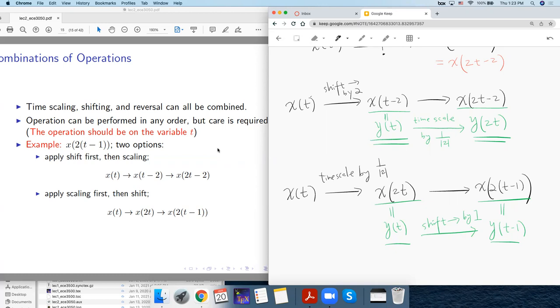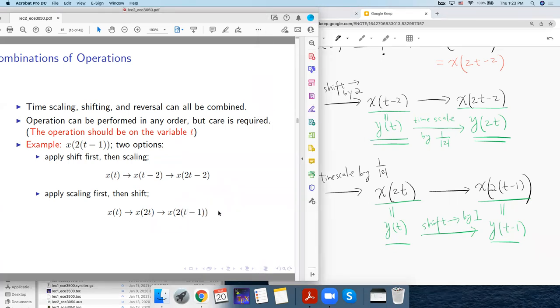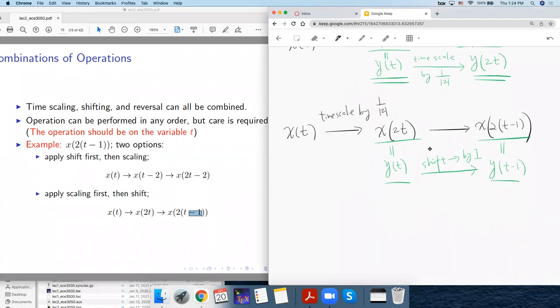Okay, so any questions about this part? Yeah, I just wanted to ask something to clarify. So essentially what's happening here is, since we're still shifting over by 2 in that second option, we have to scale the value that we're shifting by the time scale, and that's why we end up with the 1. Yes, so you can see that in the end, 2 times negative 1 gives you negative 2. But here we are doing the shifting part after the scaling part, so we need to consider the scaling effect before that. Gotcha. Thank you.